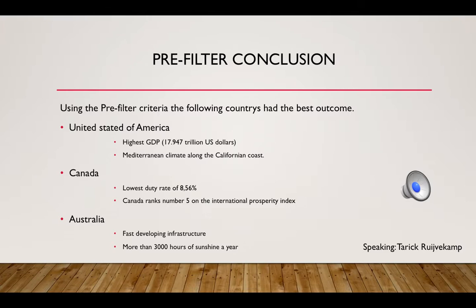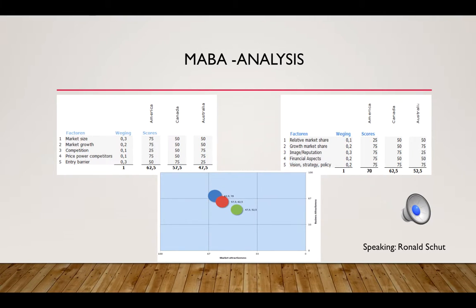The third and last country we have selected after the pre-filter was Australia. They have a fast developing infrastructure and they have more than 3,000 hours of sunshine a year. The MABA analysis shows us clearly that America is the best country to export to.